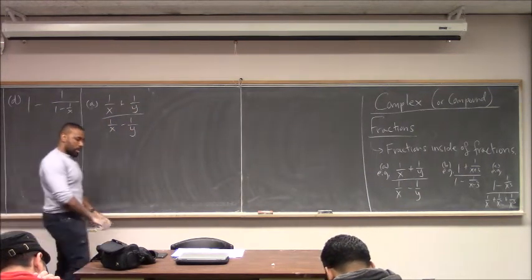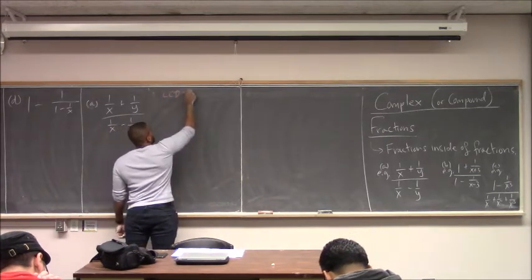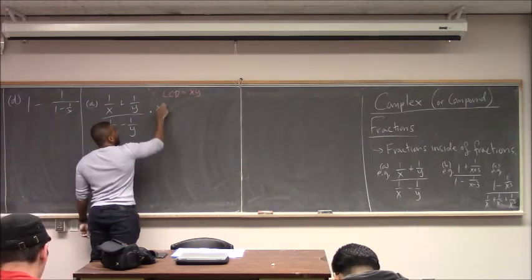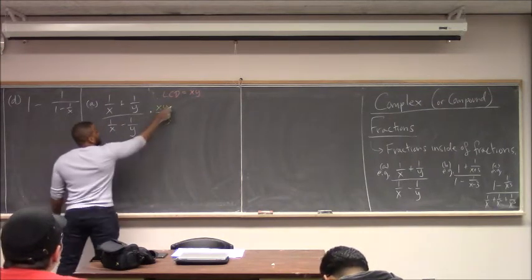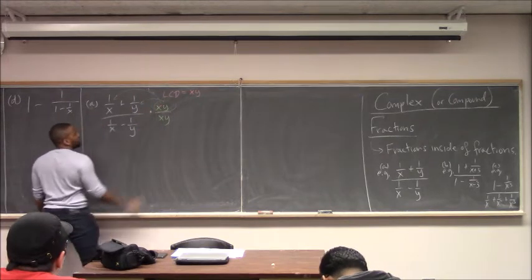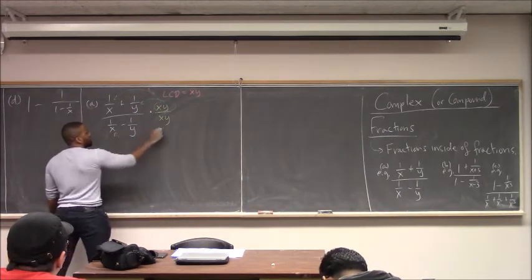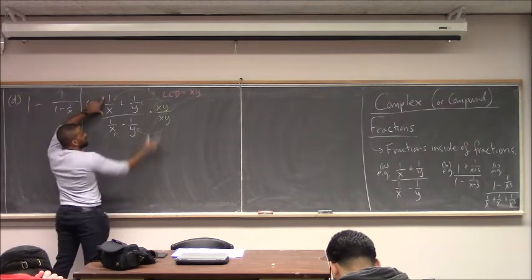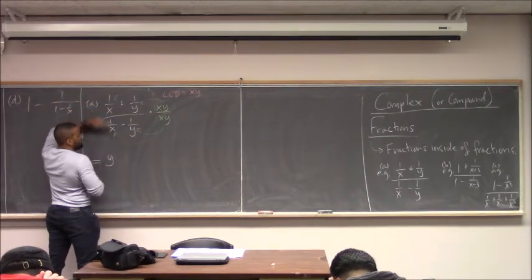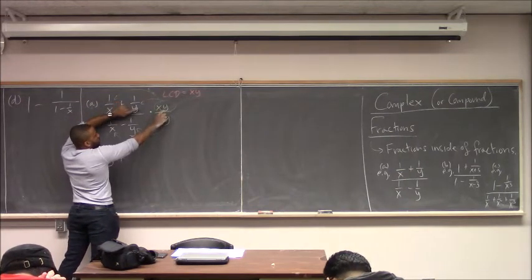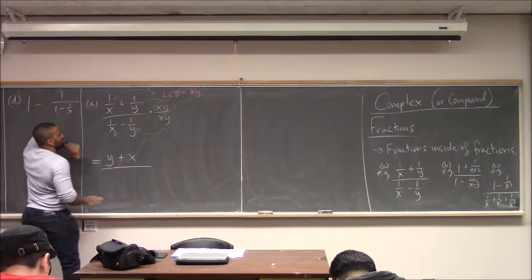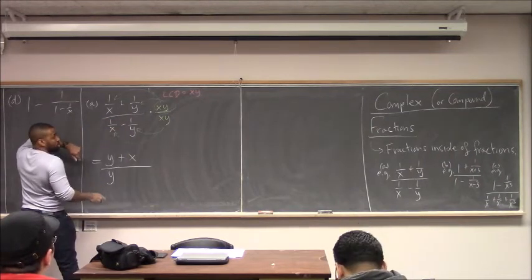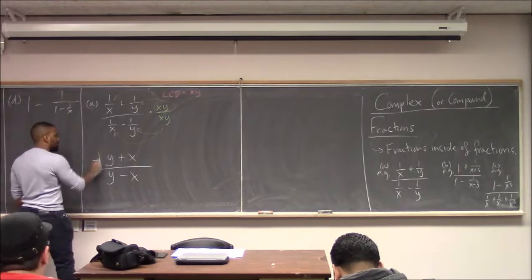So seeing something like that, I will notice that the LCD is actually x times y. So what I would do is multiply by xy over xy. So I'll take this guy and multiply each term by distributive law, then take the bottom and multiply each term by the distributive law. And so this will simplify right away. 1 over x times xy, the x's will cancel. I will be left with a y. 1 over y times xy, the y's will cancel. I'd be left with an x. 1 over x times xy, the x's will cancel, I'd be left with a y. 1 over y times xy, the y's will cancel, I'd be left with an x. And can't really do anything there.